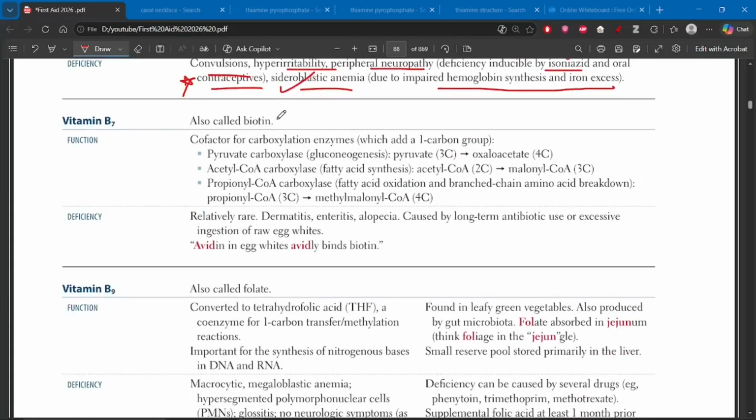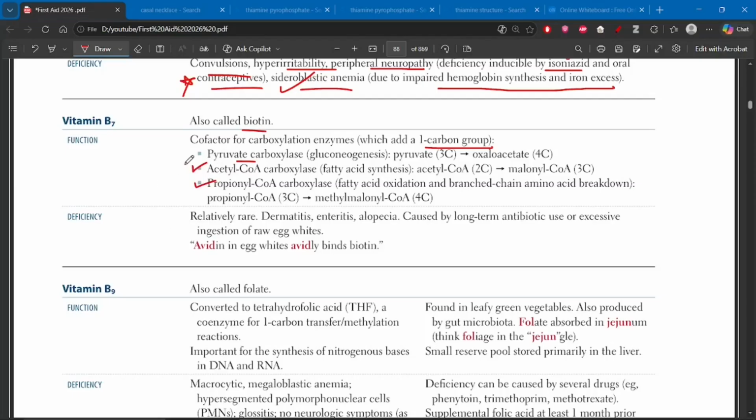Vitamin B7, also called biotin, is a cofactor for carboxylation enzymes, which add one carbon group. So they are basically carbon donators, that's what I would like to call them. They donate carbon and cause carboxylation of the compound that is undergoing the change. They're used in various enzymes: pyruvate carboxylase, acetyl CoA carboxylase, propionyl CoA carboxylase.